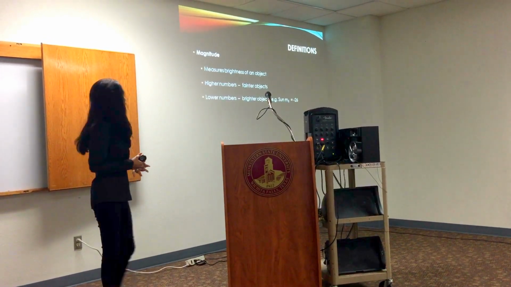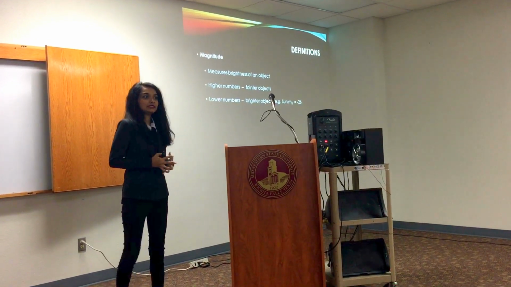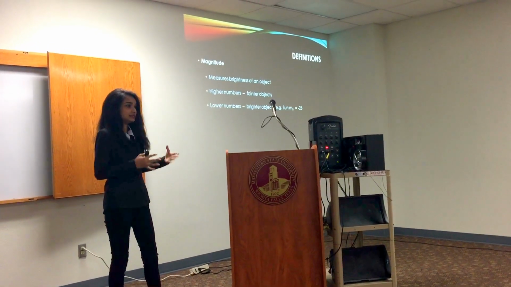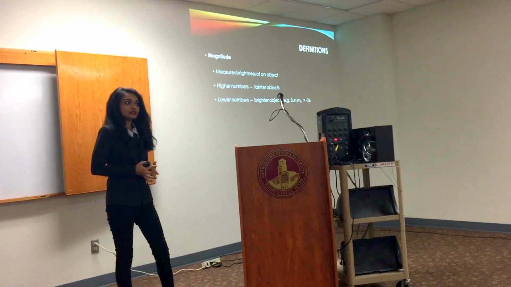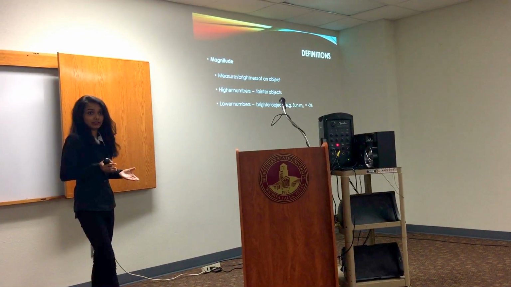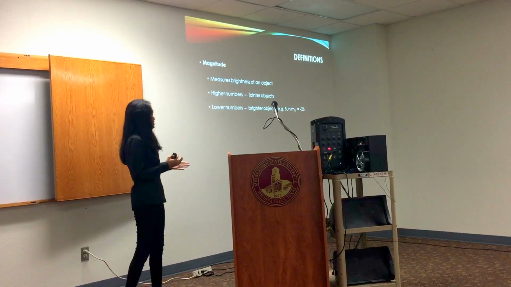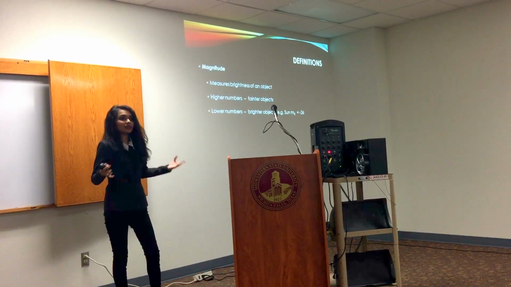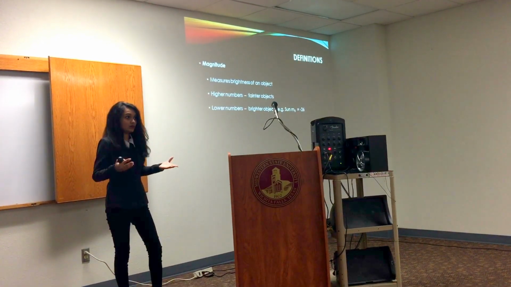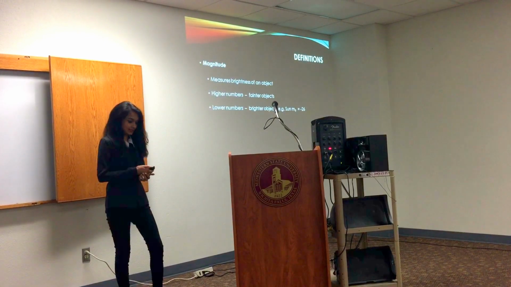Magnitude. Magnitude of an object is the brightness, a measure of brightness. So if you have higher values of magnitude, that means you have faint objects. And if you have lower values, that means you have bright objects. For example, we all know that the sun is a very bright object, and it has a magnitude of -26.